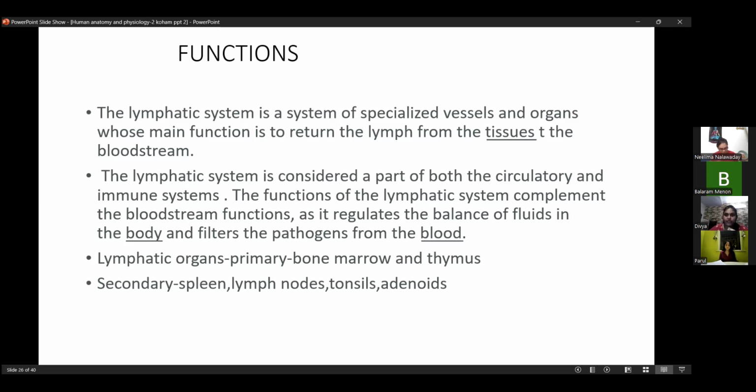Ma'am, I just had one question. Do we have to see the functions of these organs also? One minute. And stop the recording. Madam, can I stop the recording? Yeah.